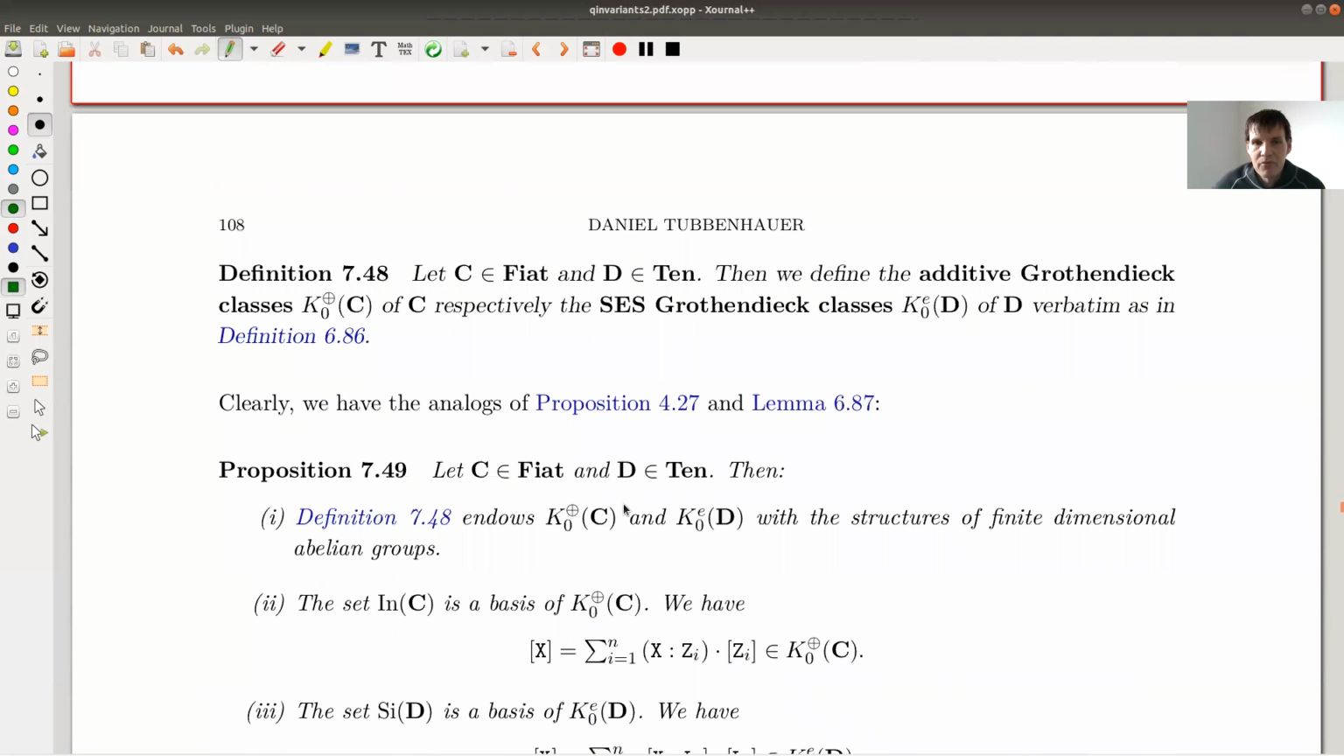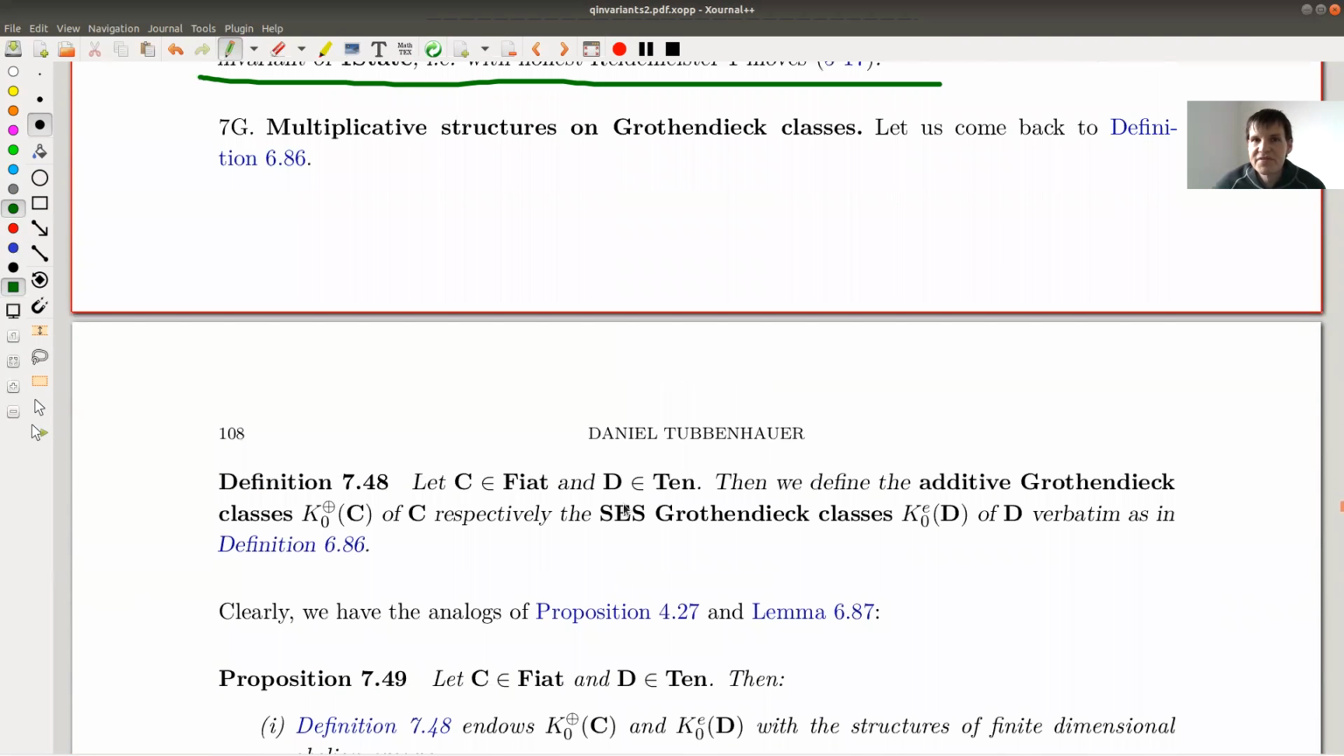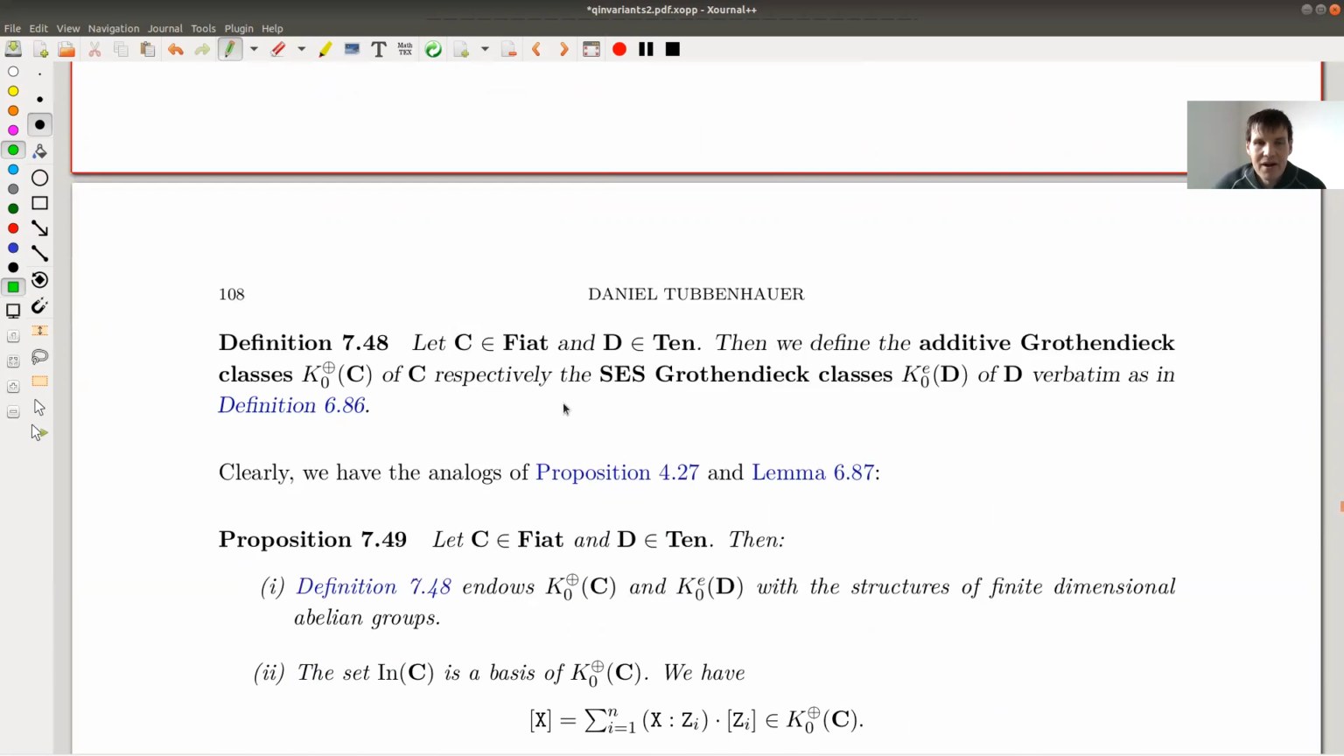So let me just wrap up. It won't be too bad anymore, but I promised you that we have categorifications of algebras. So I should explain Grothendieck groups and how they are algebras. What I'm going to do is either take a C category, which is Fiat, or a D category, which is tensor, and look at the corresponding Grothendieck groups, which are defined either by addition, the additive Grothendieck group, or by short exact sequences, the exact Grothendieck group.